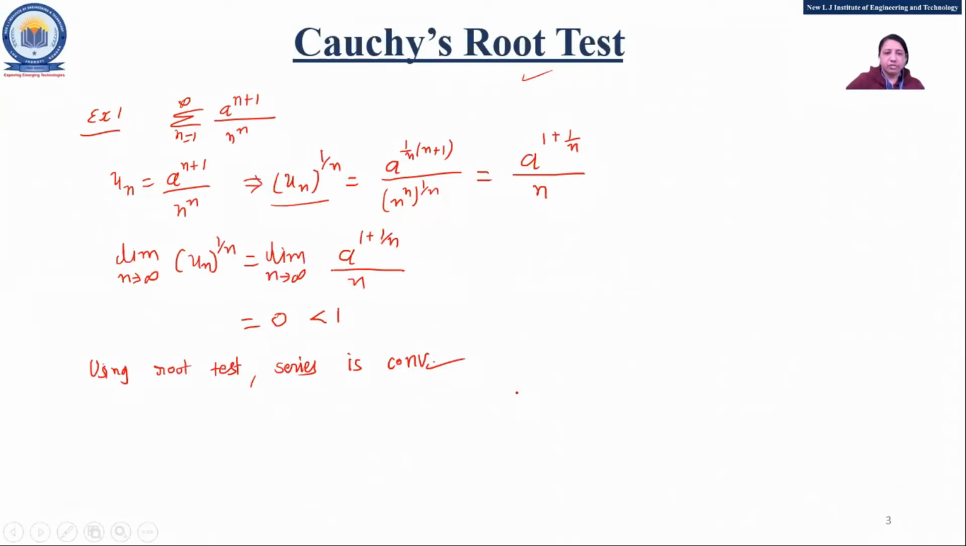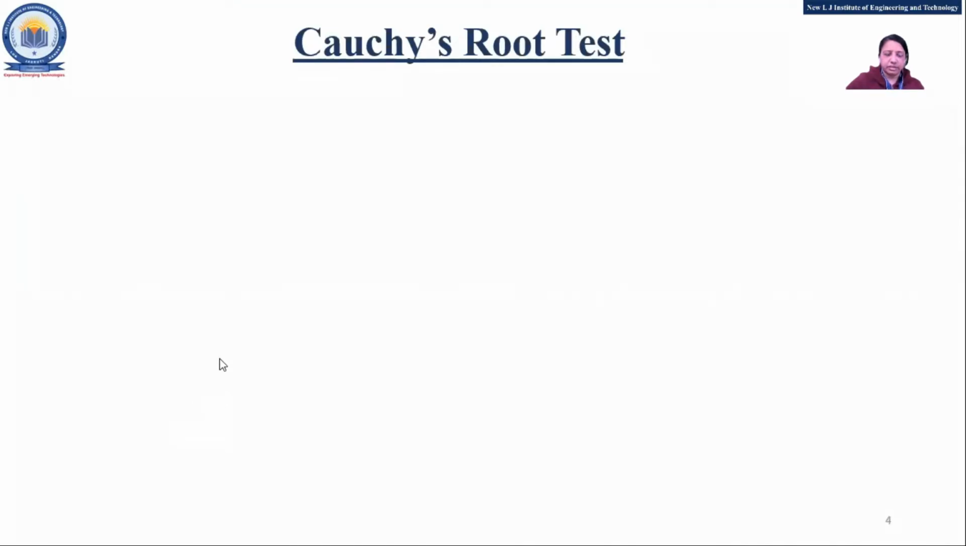Fine. We'll go for the next example. Test the convergency of the series 1 by 3 plus 2 by 5 raised to square plus 3 by 7 cube plus up to n upon 2n plus 1 raised to n.